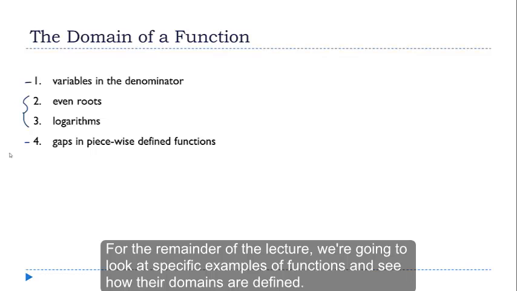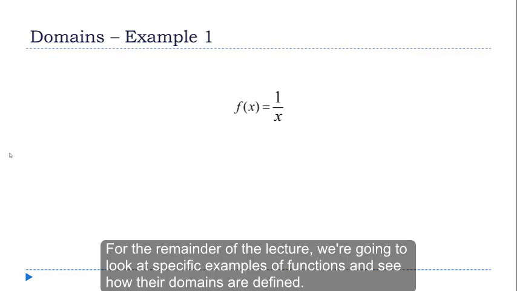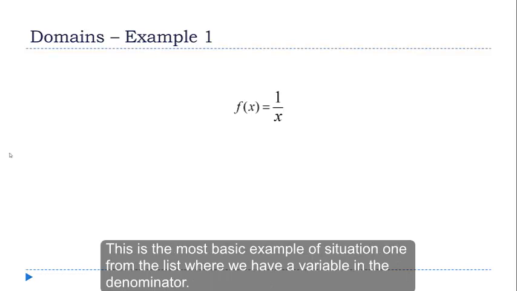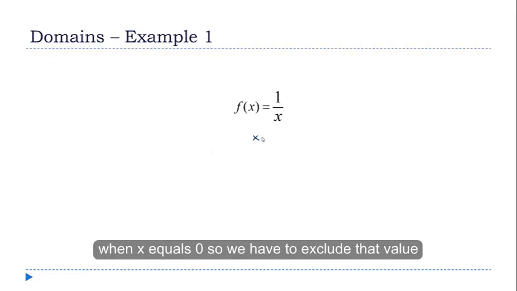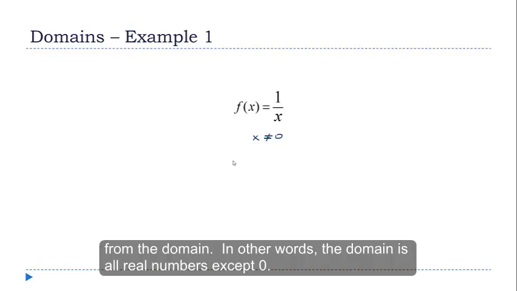So for the remainder of the lecture, we're going to look at specific examples of functions and see how their domains are defined. Now, this is, I think, the most basic example of situation 1 from the list, where we have a variable in the denominator. Here, the denominator is 0 when x equals 0. So we have to exclude that value from the domain.